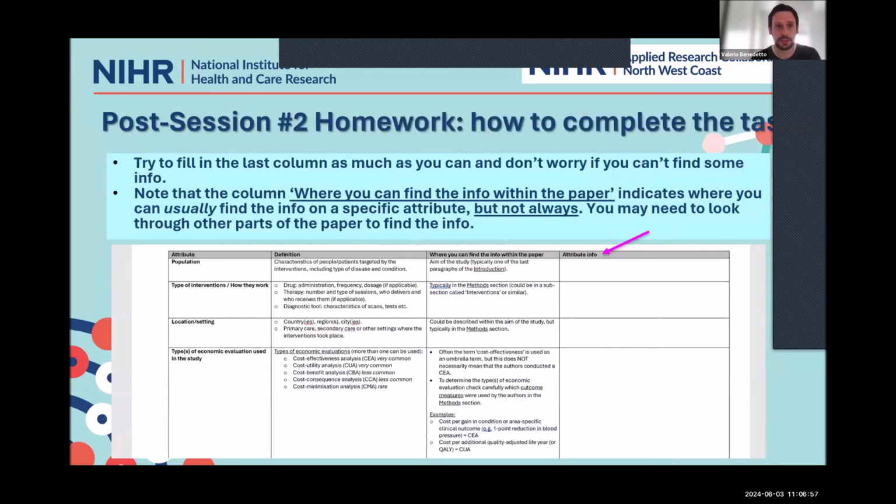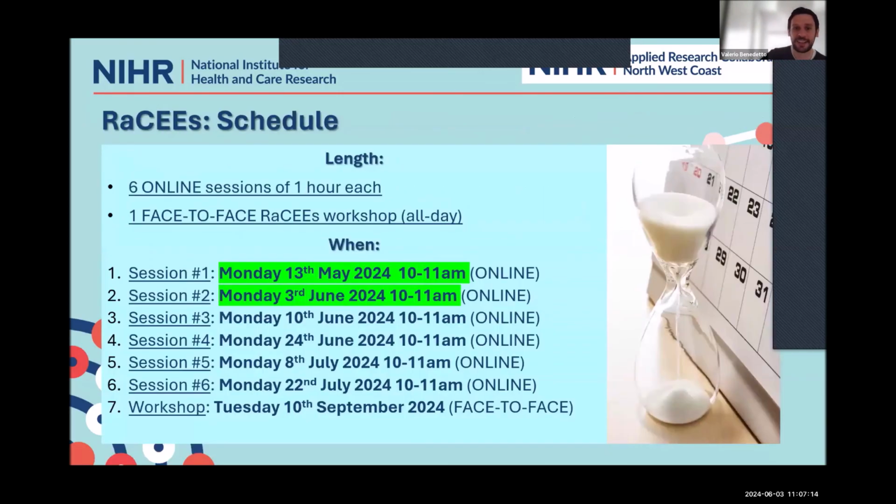It is important to know that you don't need to memorize everything we said in this session. You're not going to run an economic evaluation tomorrow. It's just to be able to understand what different terms mean. So you can go back to the slides and refresh your memory in case, and then try to fill in the table. Next slide, yeah.